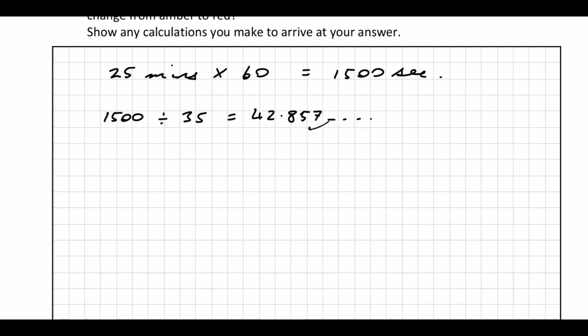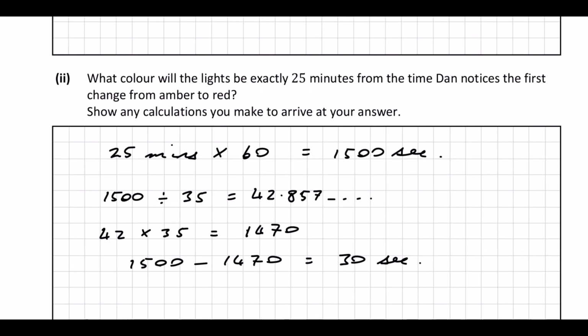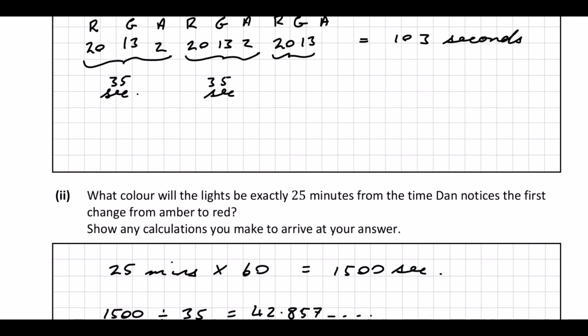So what is remaining then? So we take 42 and multiply it by 35. We get 1470 seconds. So that leaves us with 1500 seconds minus 1470. So there are 30 seconds left. So after the last cycle, after it turns to amber for the last time, there's 30 seconds left.